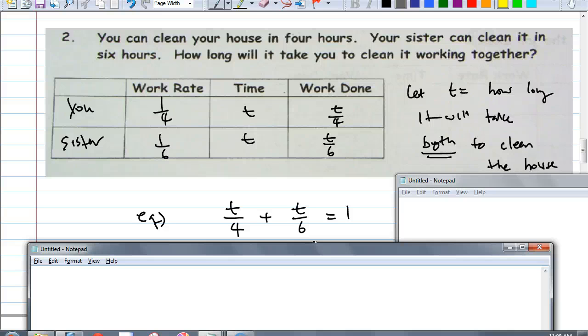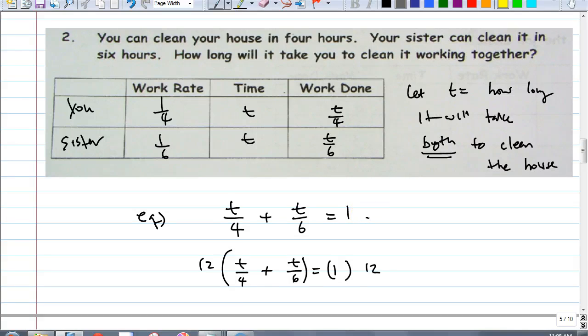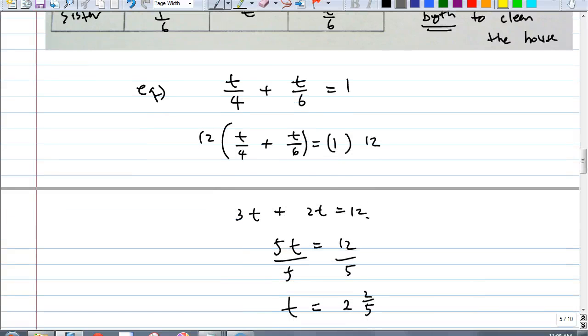I got T equals 2 and 2/5. Okay, good. So did you all multiply both sides by 12, which is the LCD? Yes, so you're right. You get 2 and 2/5, right? How many people got 2 and 2/5? Raise your hand.